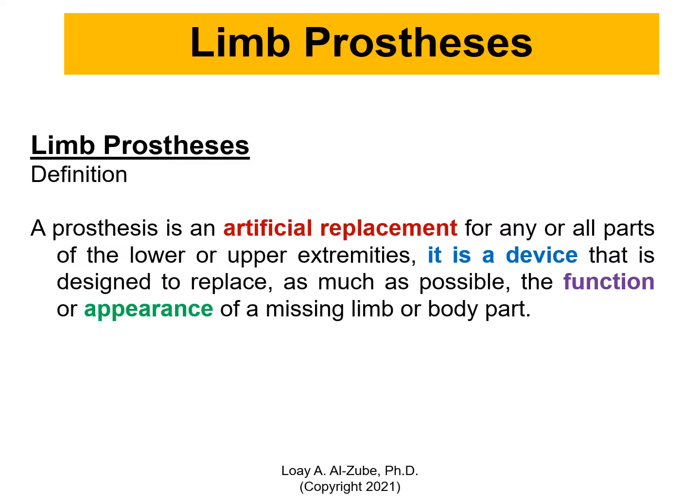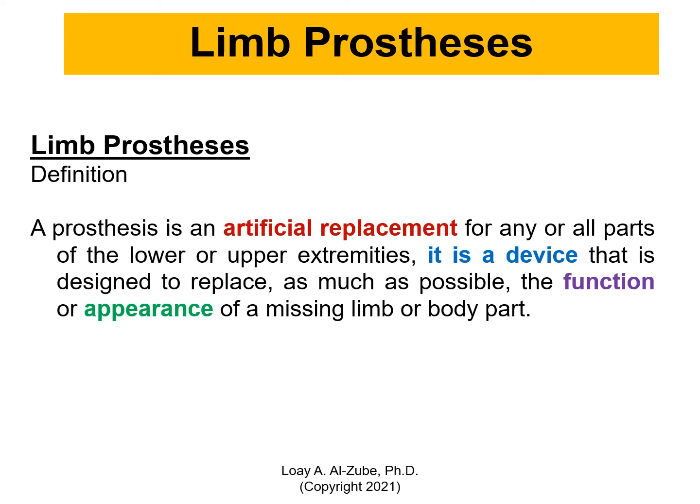Let's start by quick definitions. Limb prosthesis, we're going to talk about upper and lower extremities, and we define them as an artificial replacement of any or all parts of the lower or upper extremities. It's a device that is designed to replace as much as possible the function and or appearance of a missing limb or a body part. This is different from artificial organs. Artificial organs are things that are internal, but prostheses are outside the body, they're attached to the body, but they're upper and lower extremities. Functionality is superior to appearance, but because of the technologies that we have now, aesthetic prostheses are actually very desirable, especially for children.